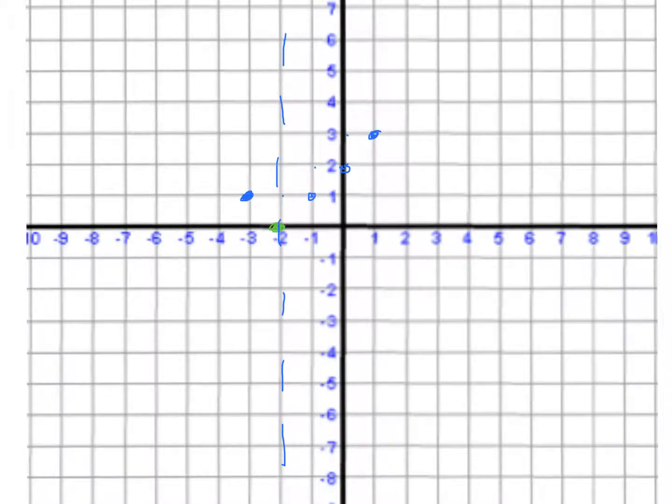Okay. Now our next coordinate, 1, 2. So 1, 2. So right there. Okay. And then our third coordinate, 1, 2, 3. So right there. All right, then our last step, let's connect the dots. Like so. And we'll go this way like so.